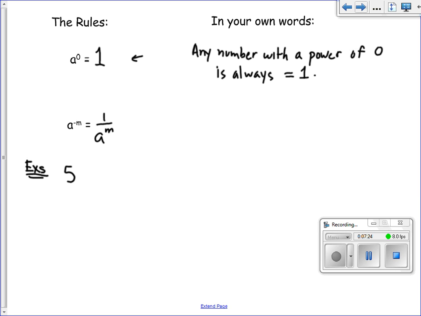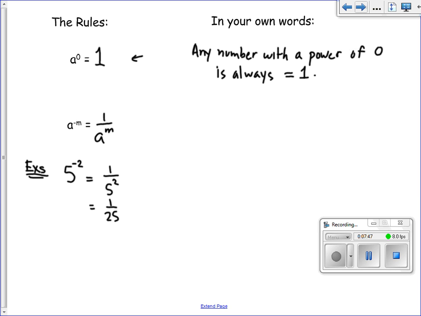So let's say we have 5 raised to the negative second power. First thing you should do is write it with a positive exponent. If it's 5 to the negative 2, that means we have 2 factors of 5 in the denominator. So we can just write it as 1 over 5 squared. And then you simplify that, and that is 1/25.